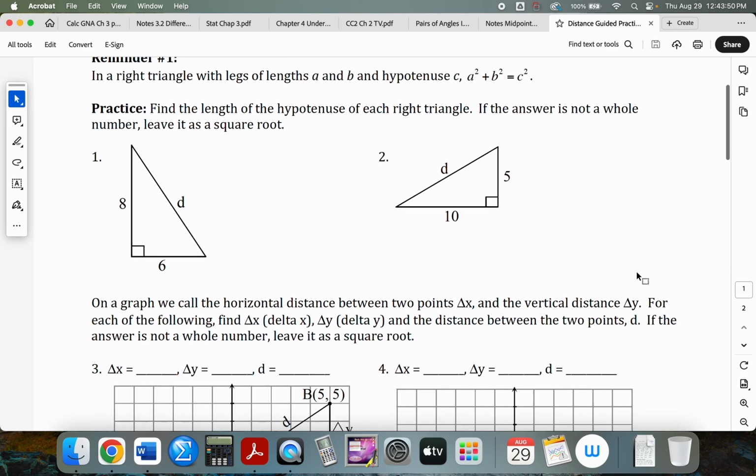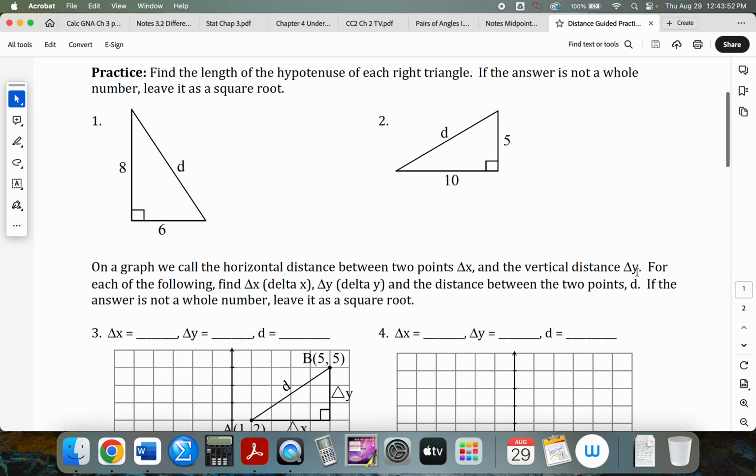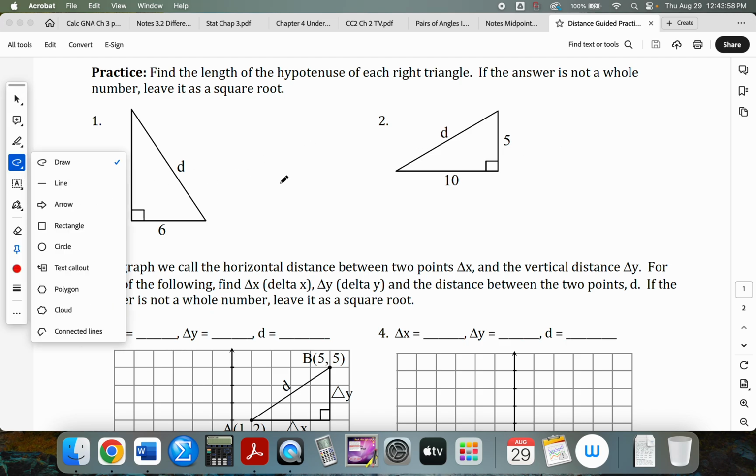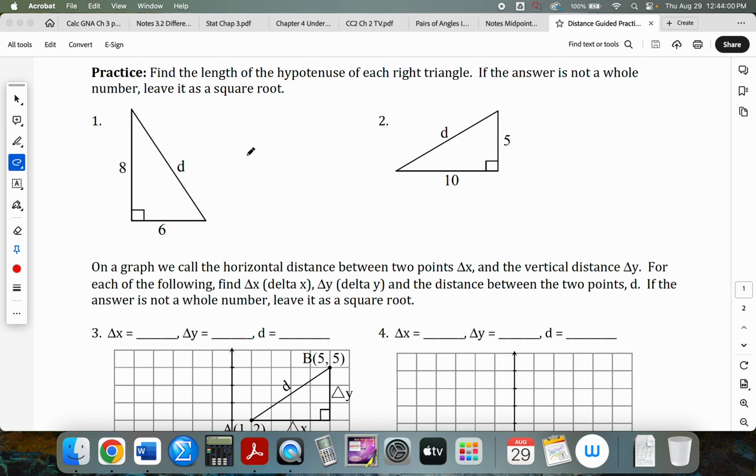So, let's whip through these pretty quickly. Find the length of the hypotenuse of each right triangle. If the answer is not a whole number, let's leave it as a square root. So, this will be 6 squared plus 8 squared is equal to d squared. You're like, why didn't you call it c? You'll see in just a minute.